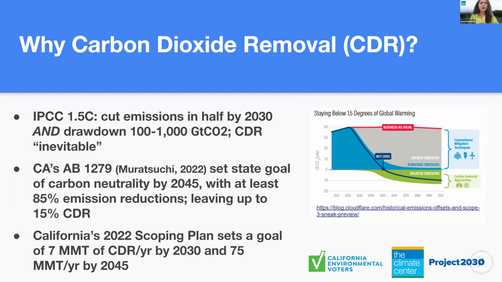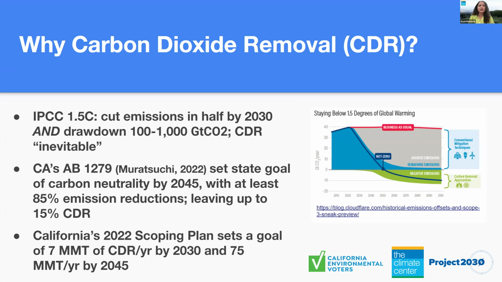So first off, why are we even talking about carbon dioxide removal? Now, 6 years ago, the IPCC gave us a prescription for what we have to do to avoid climate catastrophe. We have to cut emissions in half by 2030 and draw down 100 to 1,000 gigatons of CO2. The IPCC considers carbon removal as inevitable to meet our Paris Agreement goals.